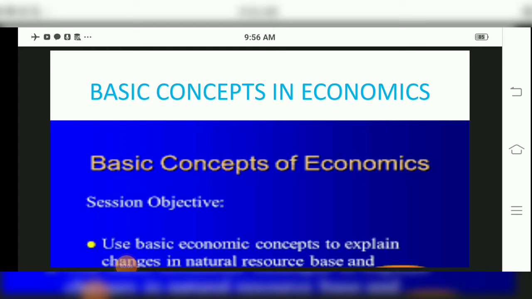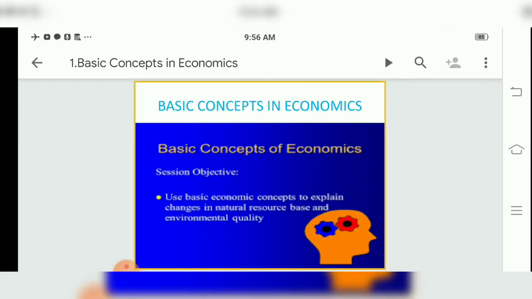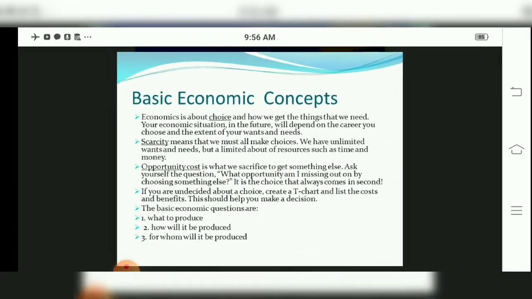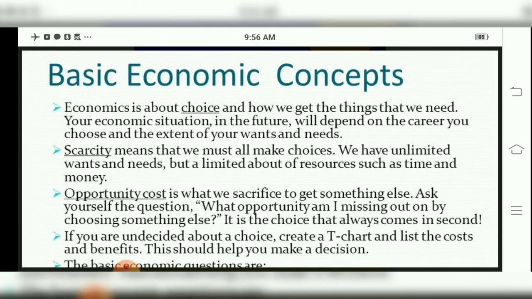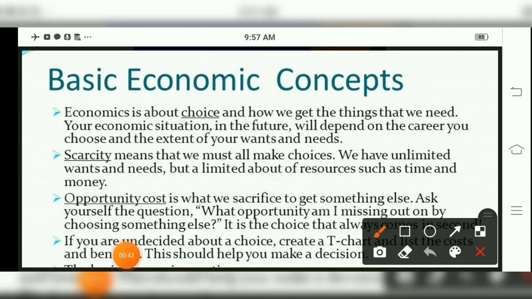Good day, dear students. Let us start with our first chapter of 11th standard syllabus, that is Basic Concepts in Economics, children. So our first chapter is related to basic concepts in economics, that is related to natural resources as well as environmental quality. So we have to study basic concepts about economics in this chapter related to nature and how it will help the environment, how it will save it. Now let us see one by one, stepwise, what are the basic economic concepts.